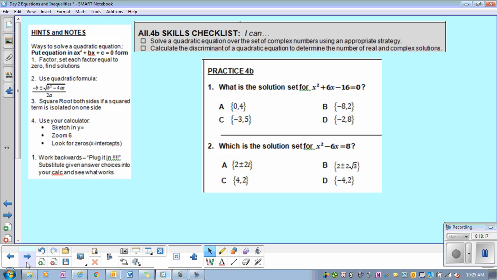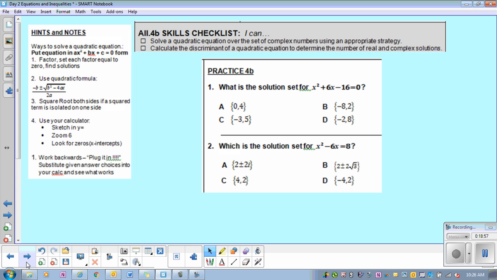Okay, so what is the solution set for x squared plus 6x minus 16 equals 0? All right, so guys, now we're at quadratics. Quadratics, whenever you get an x squared, the easiest thing to do is to graph it, okay? But sometimes when you graph it, you don't get nice, pretty answers, right? Because your solutions are the same as the x-intercepts. If they're not pretty, then you may have to factor it, or worst case scenario, do the quadratic formula, right?